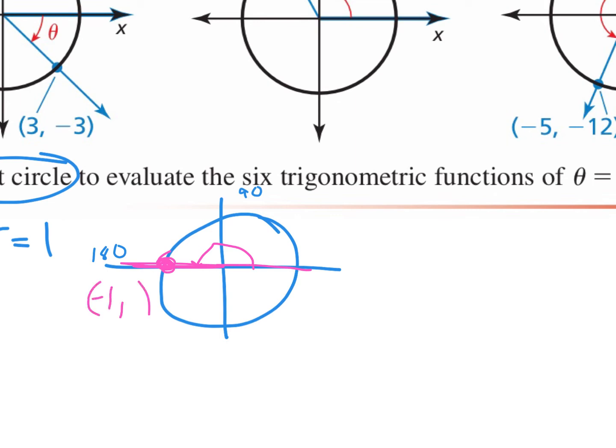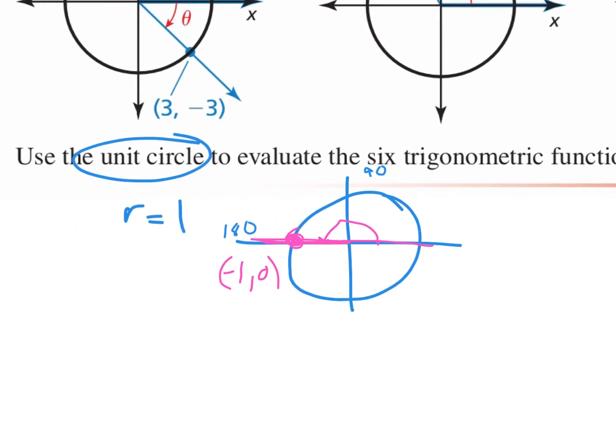Perfect. Negative 1, 0. We're going to the left, negative 1, and we're not going up or down, so y is 0. So we have r is equal to 1. What's x equal to? Negative 1. And what's y equal to? 0.